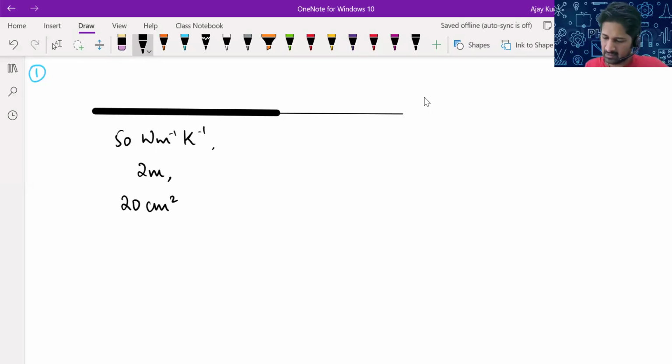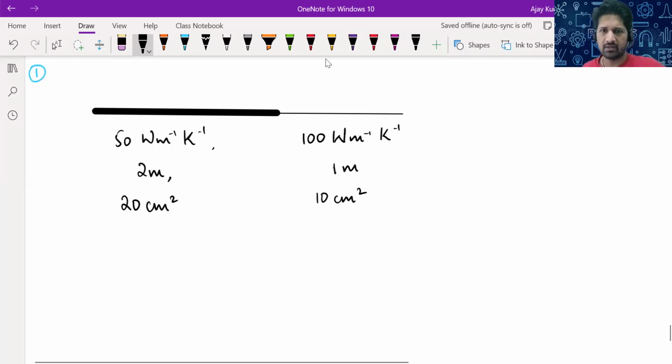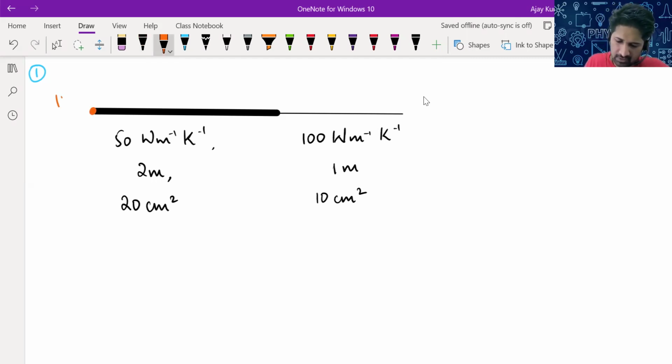Second part, let's say the conductivity is 100 watts per meter per Kelvin and length is 1 meter. And let's say its area of cross section is some 10 centimeters square. So you are given a connection of two different rods, basically two different thermal conductors. Let this end be maintained at a temperature of some 100 degrees C. Let the other end be maintained at a temperature of, let's say, 0 degrees C.